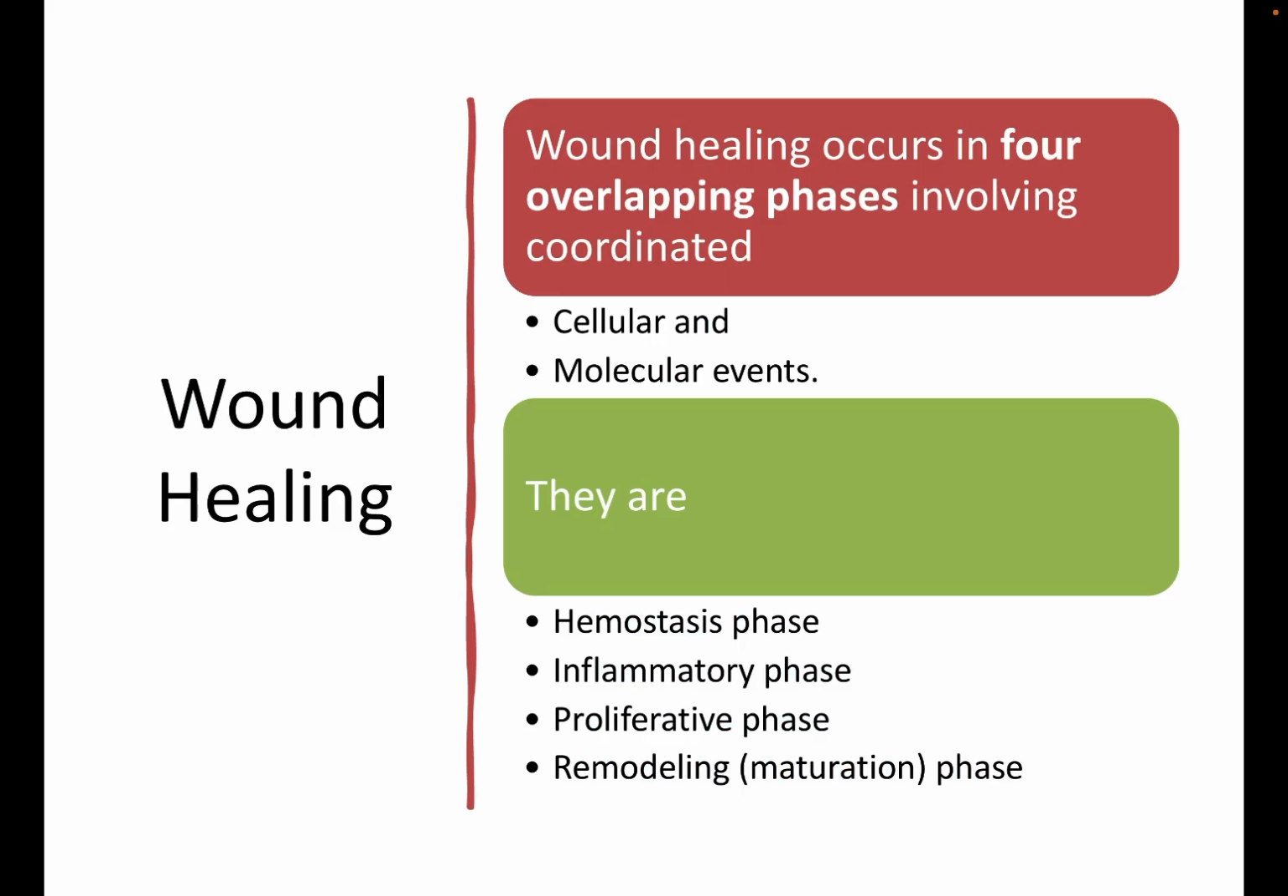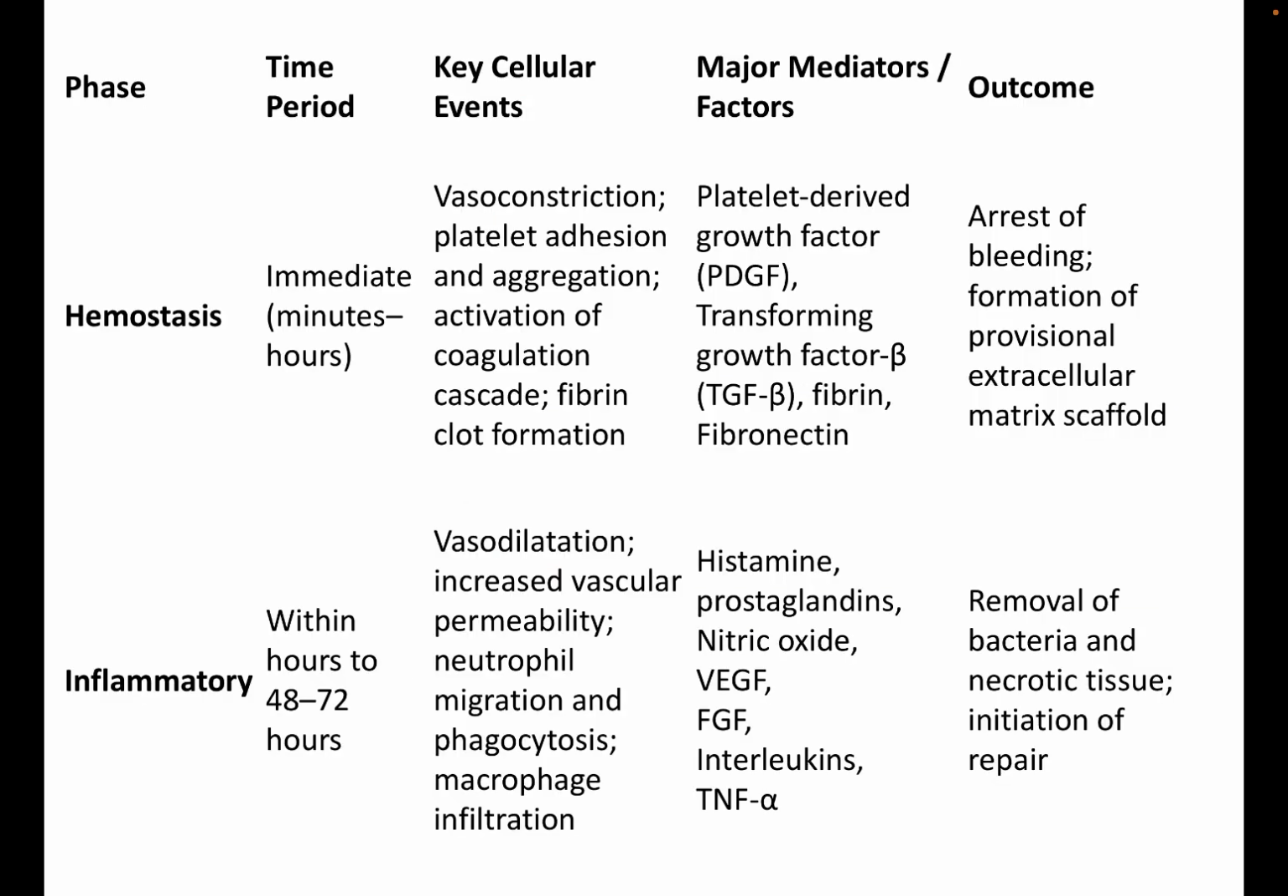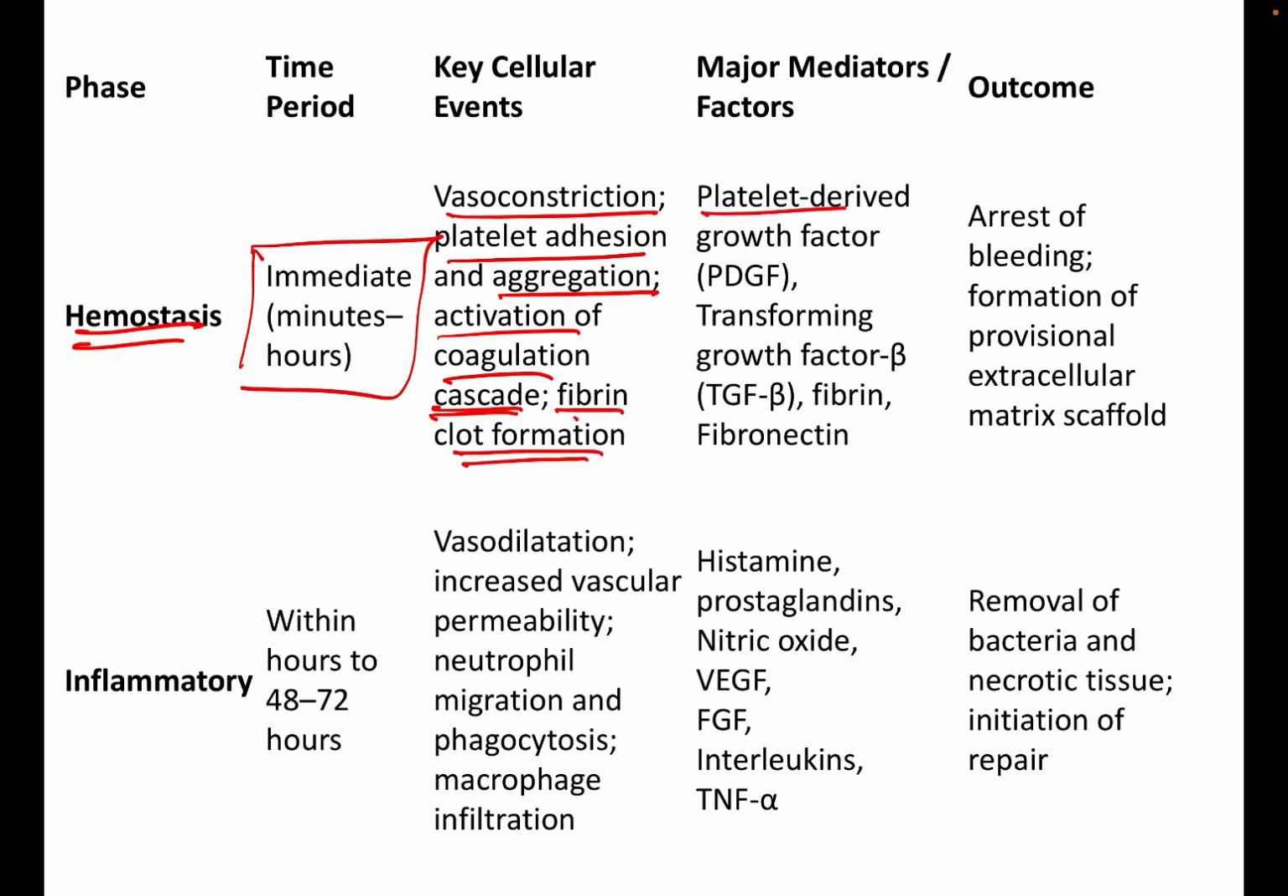So the wound healing process occurs in 4 overlapping phases involving coordinated cellular and molecular events. They are the hemostasis phase, inflammatory phase, proliferative phase and remodeling or maturation phase. In hemostasis, which occurs immediately, within minutes to hours, there will be vasoconstriction, platelet adhesion, aggregation and activation of the coagulation cascade with fibrin and clot formation. The major factors involved are platelet derived growth factor and transforming growth factor beta, fibrin and fibronectin. Usually this helps in arrest of bleeding and formation of a provisional extracellular matrix scaffold.